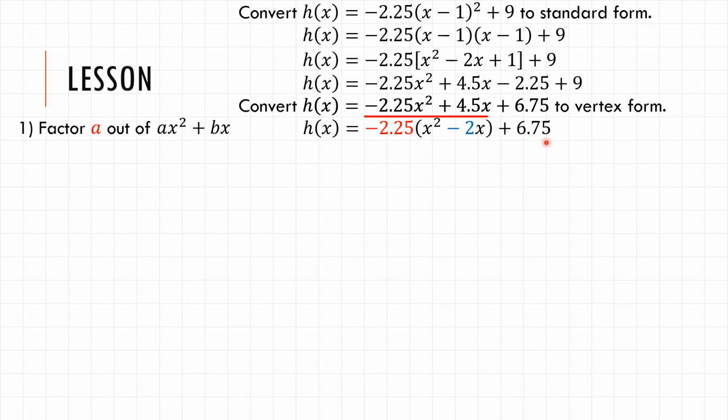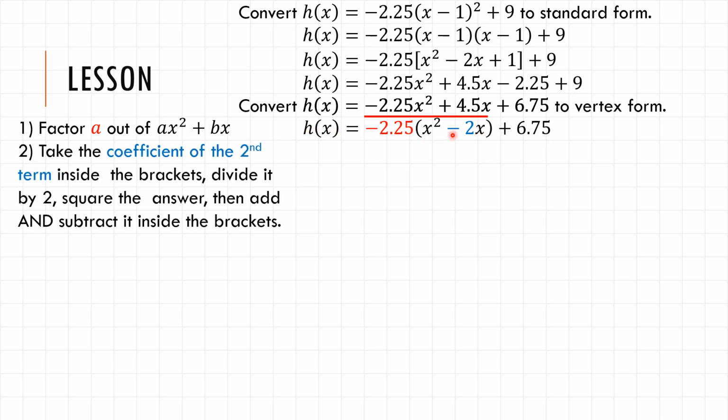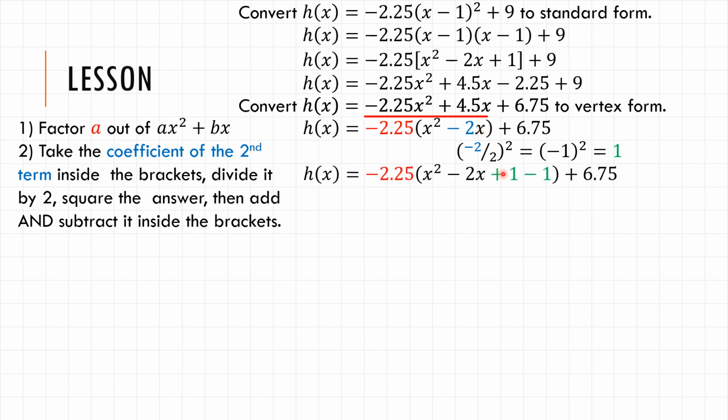Our second step is to take the coefficient of the second term that's inside the bracket. So take negative 2, divide it by 2, always divided by 2, and then square our answer. And then whatever the resulting answer is, we're going to take this and add and subtract it inside the brackets. So by adding and subtracting it, we basically added 0, which means we have not changed the equation at all.